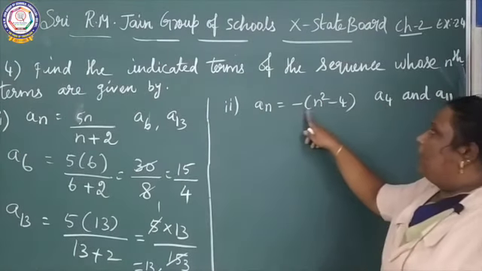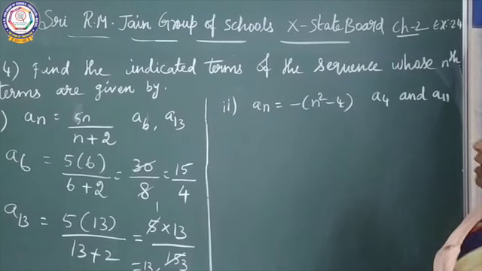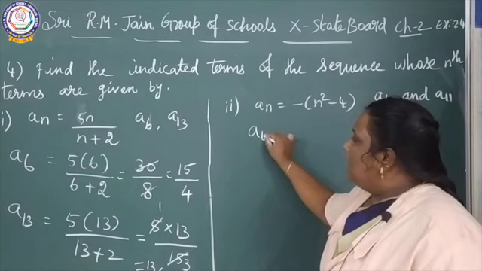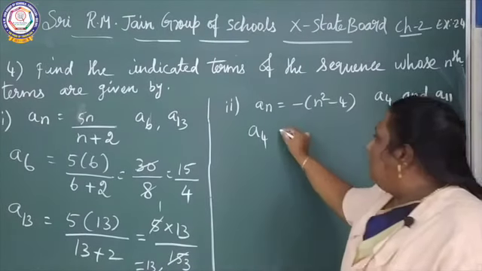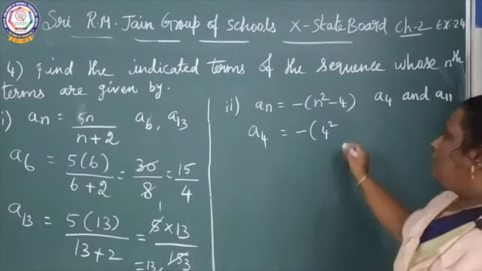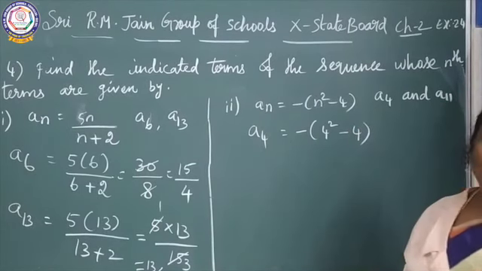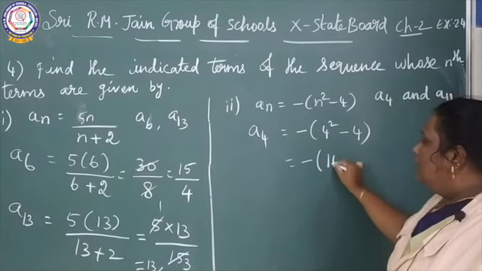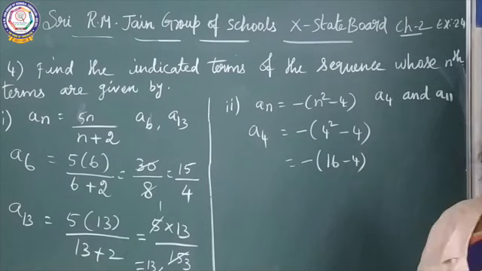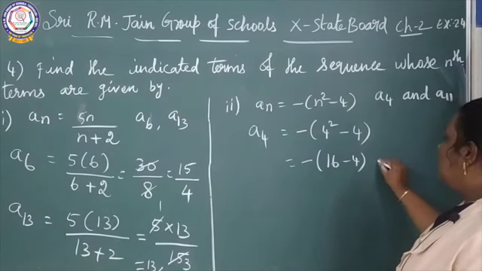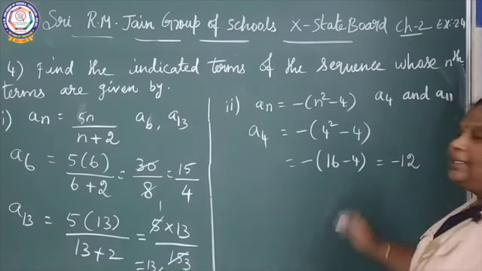an equal to minus of n square minus 4. Find a4 and a11. First you can take it as a4. a4 equal to minus of 4 square minus 4. Minus of 16 minus 4. 16 minus 4 is what? 12. 16 minus 4 is 12. So it gives the answer minus 12.